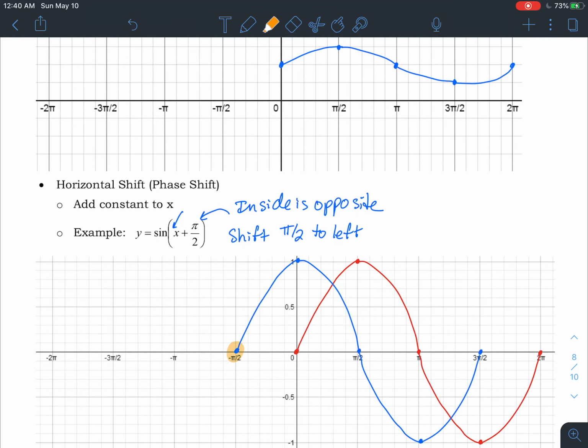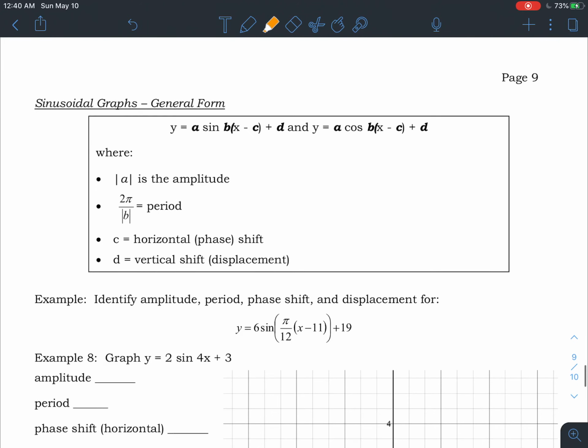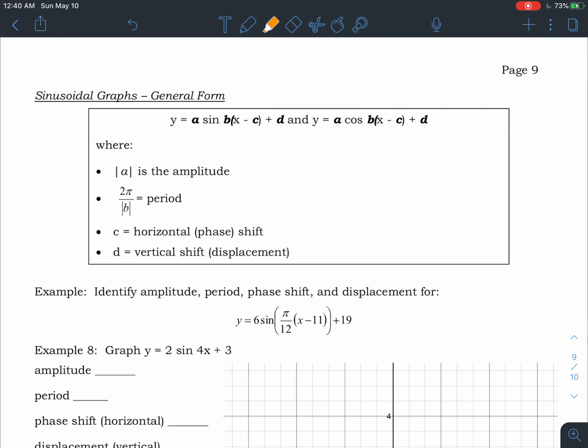Okay. So as we continue down here, this next box is probably the most important one. This summarizes everything. It puts it all together. What we talked about yesterday with my A and B values for sine and cosine changes my amplitude and my period. And then here we just threw in C and D, so we have letters A, B, C, and D for those individual shifts or changes.